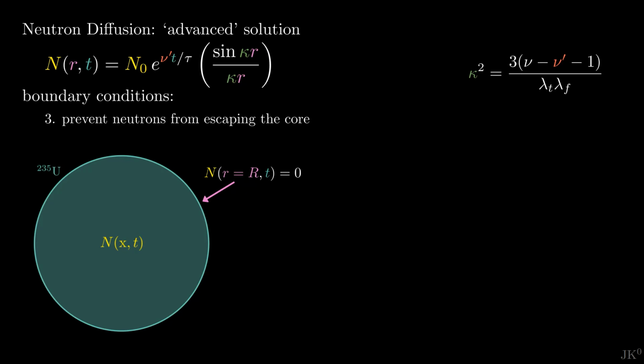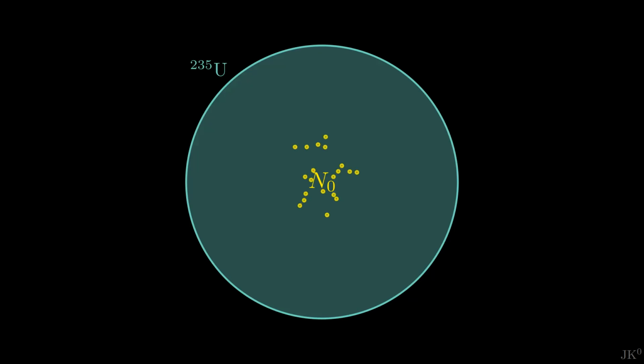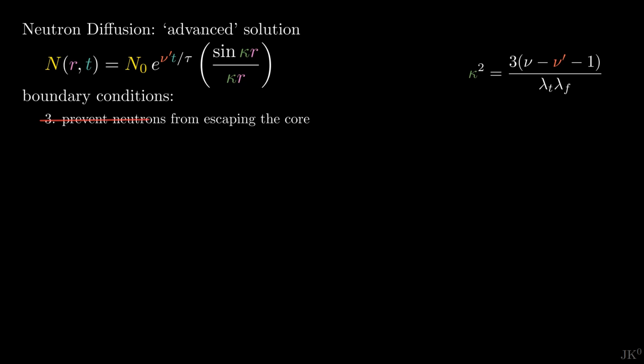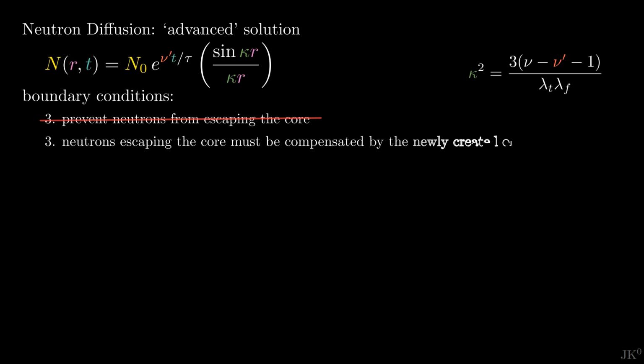But this condition can be a little bit too strict, because we might let some neutrons escape, that's fine, as long as we can compensate the neutrons that we are losing through the surface that are escaping by new neutrons that are being created by fission, we'll still be fine. And in fact, it will dramatically reduce the critical mass.